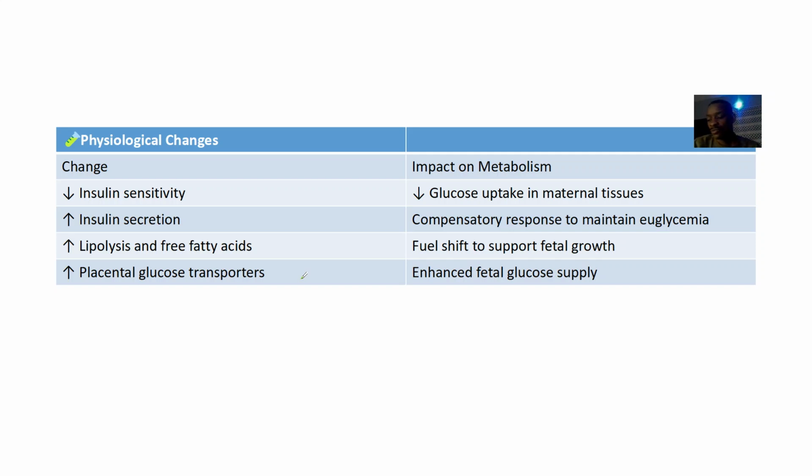All right. Because the body can't use insulin to break down glucose for itself, the body now opts into breaking down lipids, okay, and free fatty acids for energy. Now this could cause ketone levels in the body to be so high. The placental glucose transporters are increased.